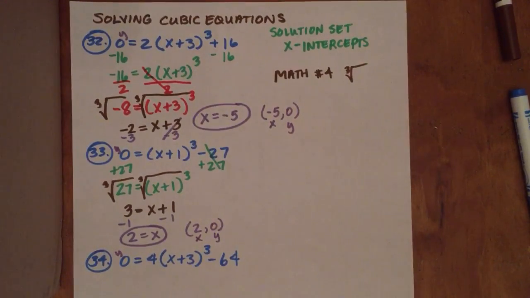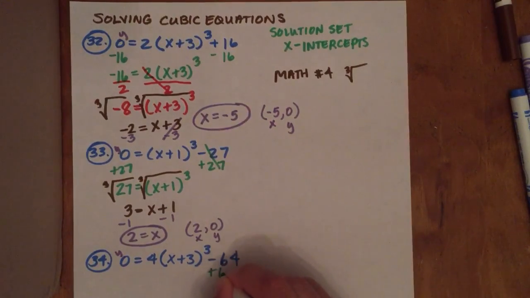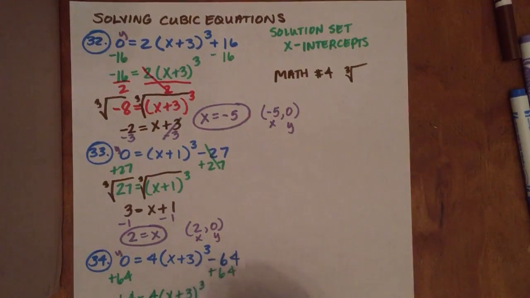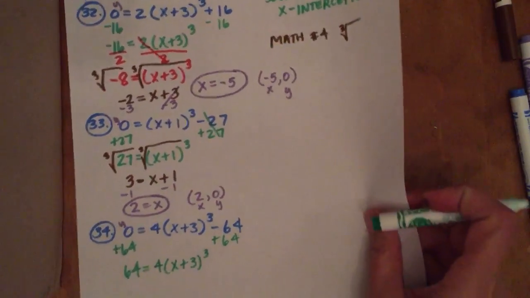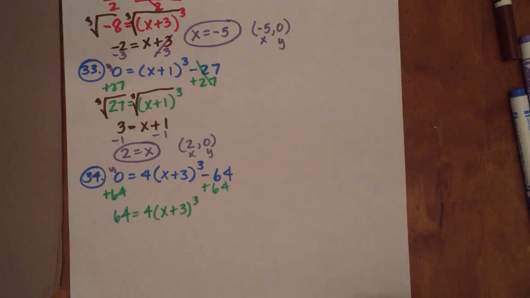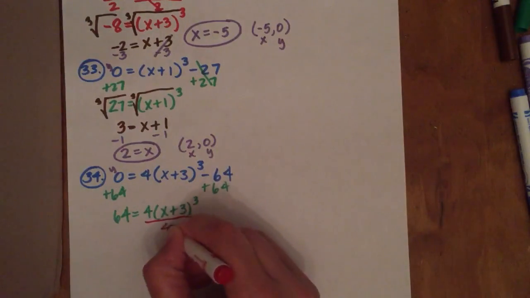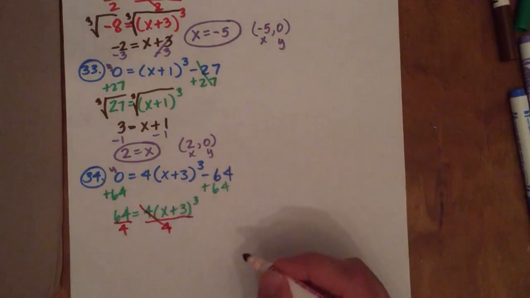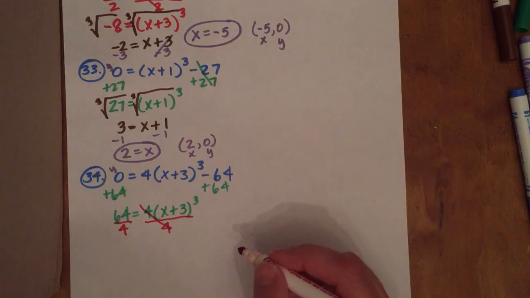So let's do the last one. The last one, I'm going to take the 64, I'm going to add it to both sides, and that's going to give me 64 equals 4 times x plus 3 cubed. Oops, let me move it up here. Okay. And I do have to take that extra step now of division. So I want to divide both sides by 4, by the a value. So 4 divided by 4 is 1.